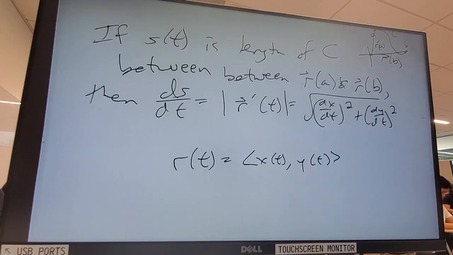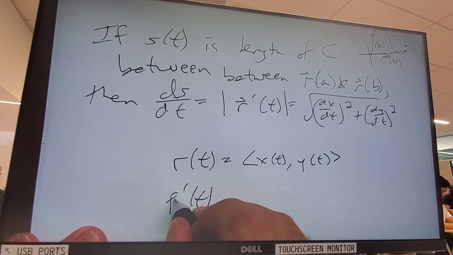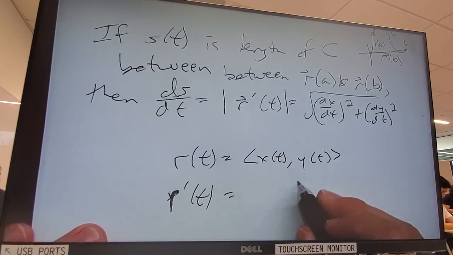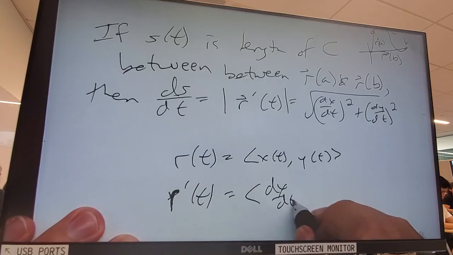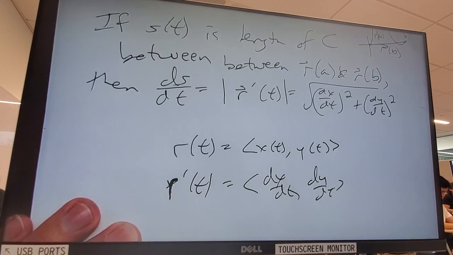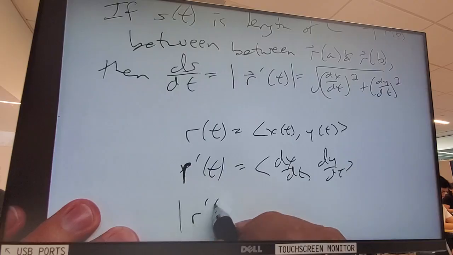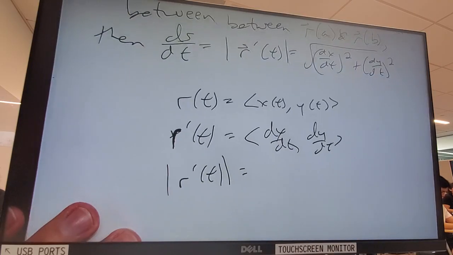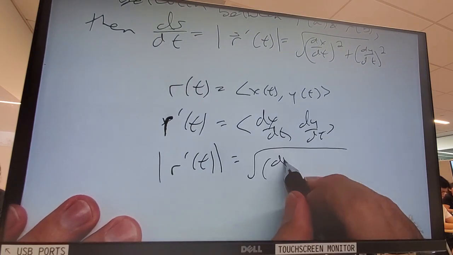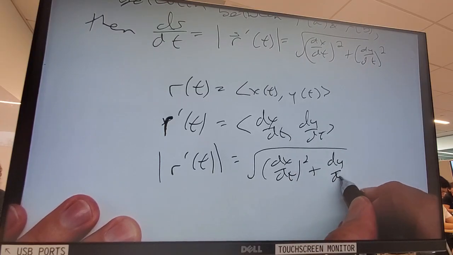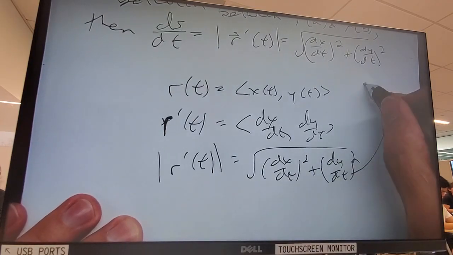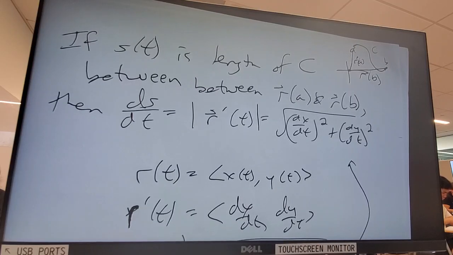Okay, let me stop for a minute. We've done that ds/dt is the magnitude of r prime. If r of t is x of t, y of t, what's r prime of t? It's dx/dt, dy/dt, yes? And what's the length of r prime? Which is that. Okay. Can we stop for a minute?